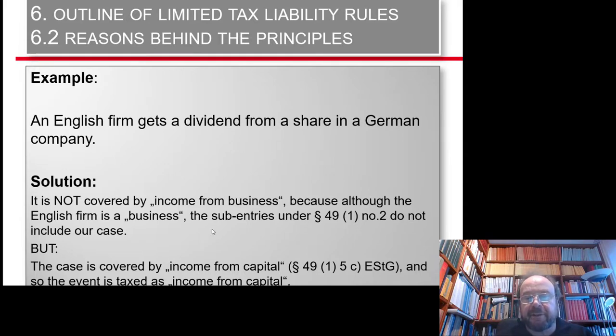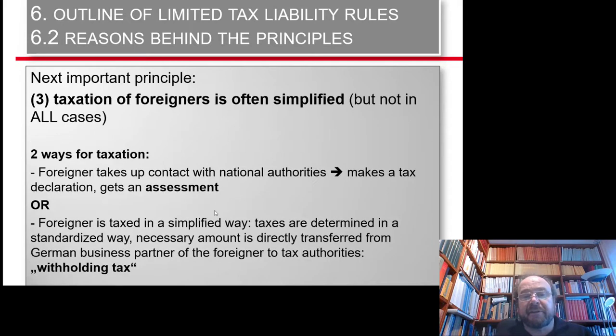The idea of 49(2) is always that you, to say it in plain words, check the catalog of 49(1) until you find something which can justify a tax claim, and only if at the end of the catalog you have found no entry at all which could justify a tax claim, then no limited tax liability is given.